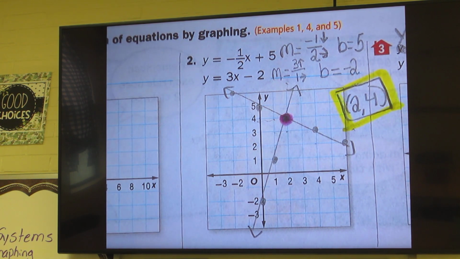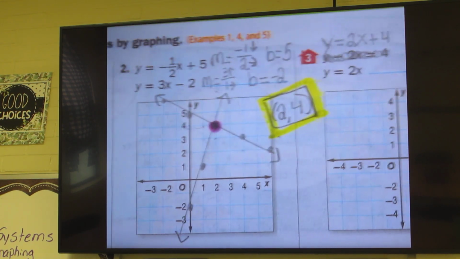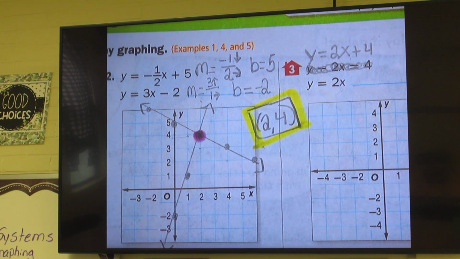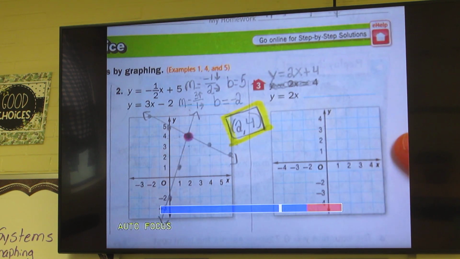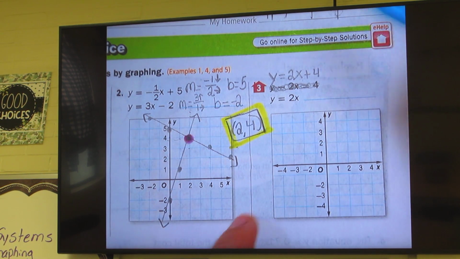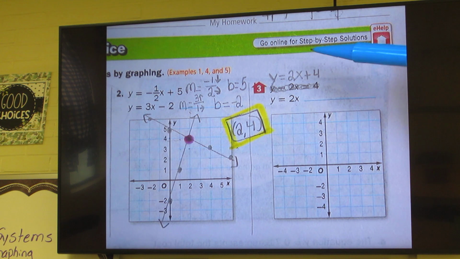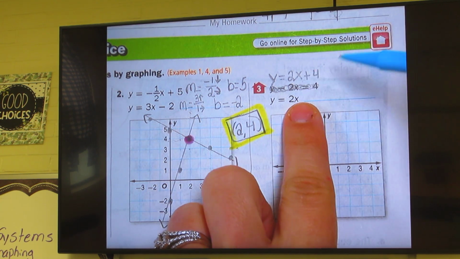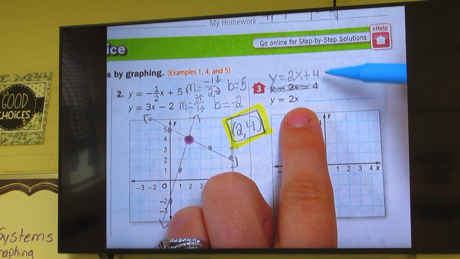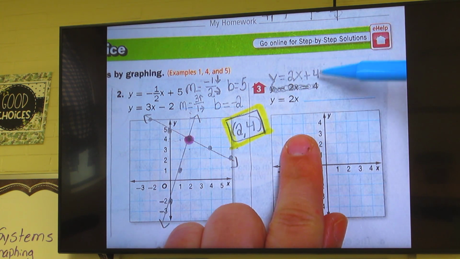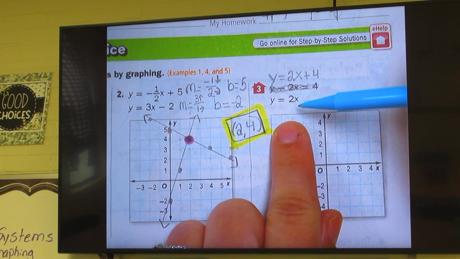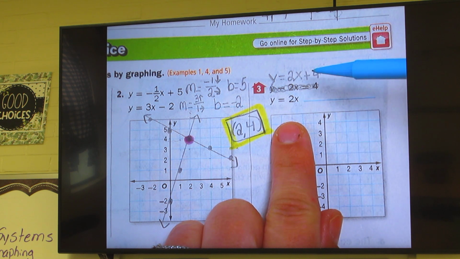Alright, now I'm going to look at number 3 right here beside it. Okay, so some of these equations were not solved for y for my students, so I went ahead and solved them for y, because you're not going to use graphing unless your equations are solved for y. That's the only time that you'll use the graphing method, so I went ahead and did that for them to eliminate that step. So I'm looking at the two equations, y = 2x + 4 and y = 2x.